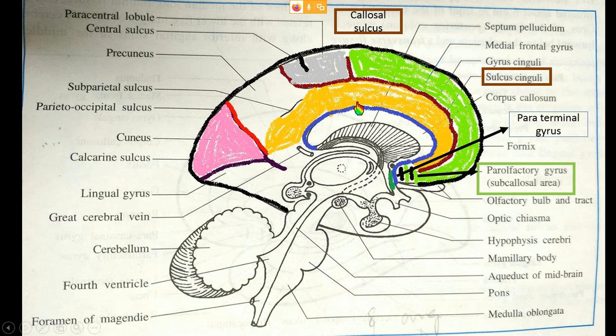The next one is the callosal sulcus. The callosal sulcus separates the cingulate gyrus from the corpus callosum. It is this blue color one I am showing you. This is nothing but the callosal sulcus. So the callosal sulcus is separating the corpus callosum and the cingulate gyrus.